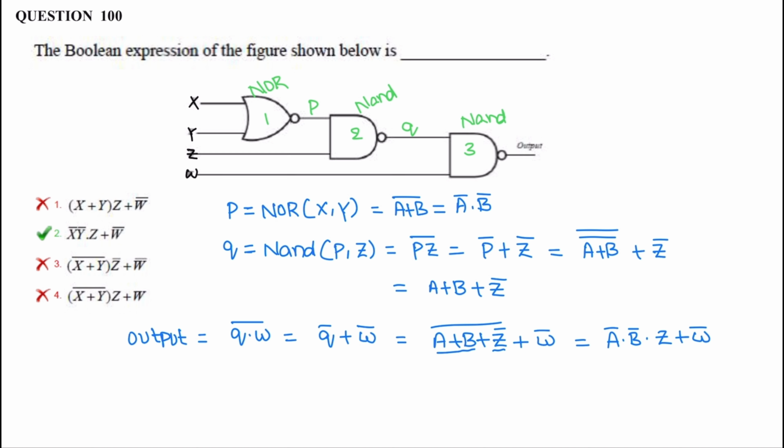Output is, so here A B, so it can be written as X bar Y bar dot Z plus W bar. Correct answer is option 2.